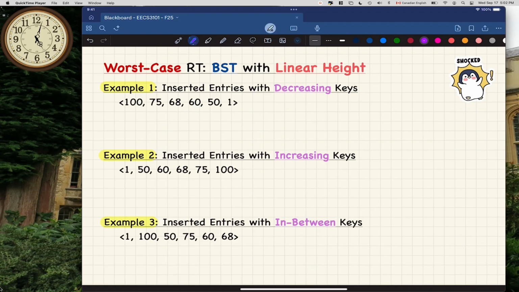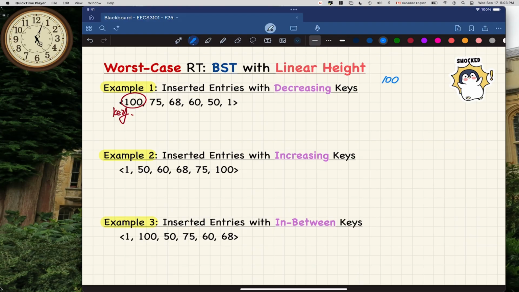So let's say we want to construct a binary search tree by inserting the key values in this order. So think about, let's say this one here is a key value. Okay. How do we insert that? So we start with 100. So we start with an empty tree. And then we insert 100 first.